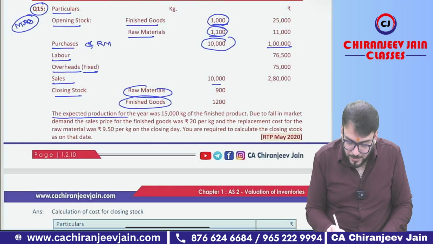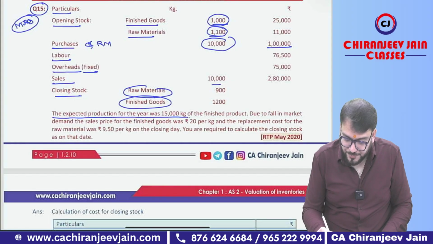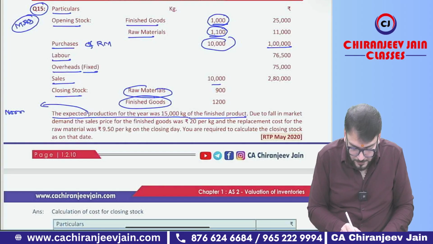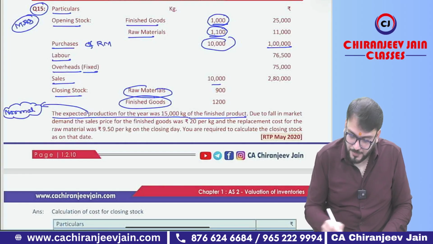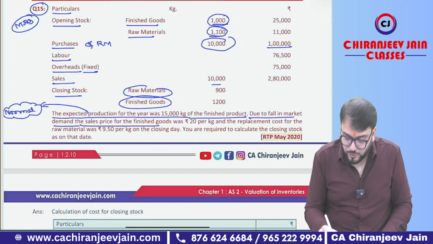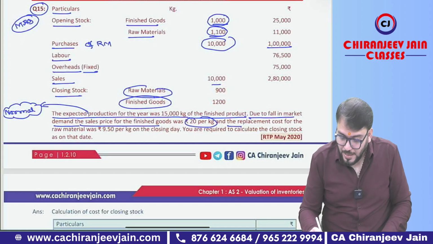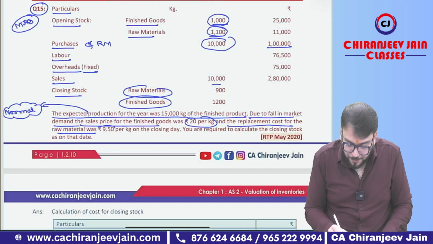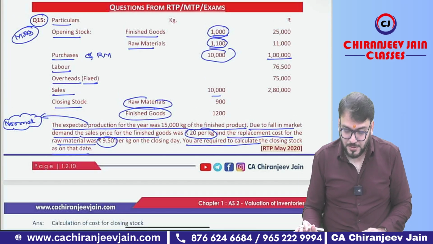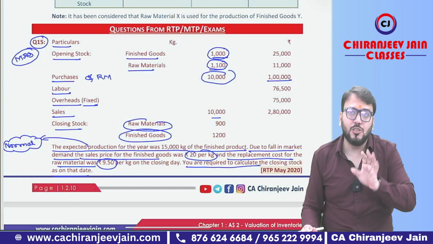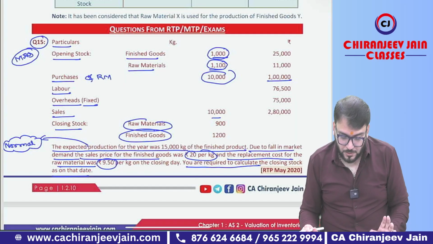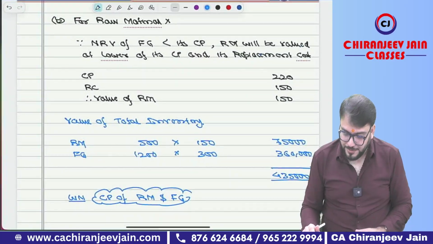The expected production for the year is 15,000 kg of the finished product. The expected means this is normal production. Due to fall in the market demand, the sale price of finished goods is 20 per kg. This is NRV. And replacement cost for the raw material is 9.5. This is replacement cost. You are required to calculate the closing stock as on that date. Good question. Here, only one thing I need to explain, and if I will not explain that, you will make a mistake. So we are doing question number 15.